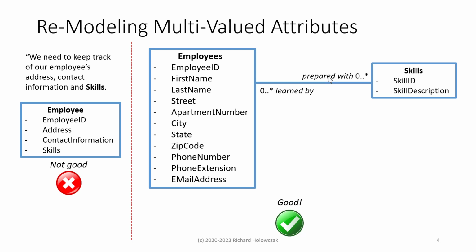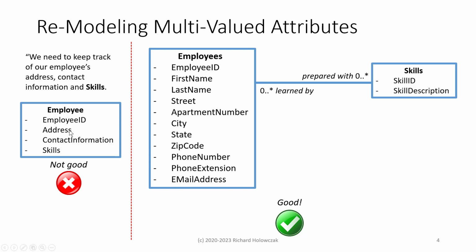Maybe as a first draft, you might model it like the entity on the left. We have the name of the entity, a nice identifier called employee ID, and then an attribute called address, another attribute called contact information, and another attribute called skills. In my mind, this is exactly what was given in the case study here, and it's pretty much just copied word for word. There's a few issues with this.